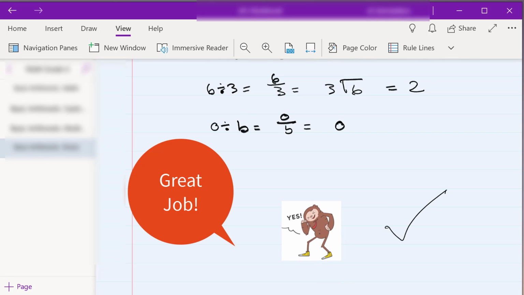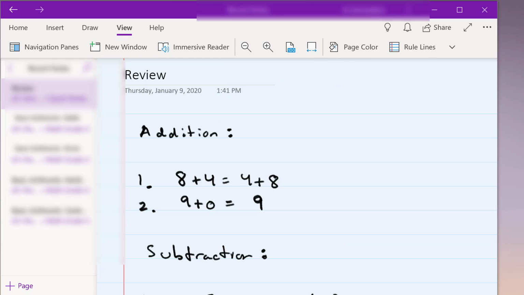Great job, guys! This comes to the end of our discussion for the review of Grade 6 Math. Let us just quickly go over what we have discussed and learned.